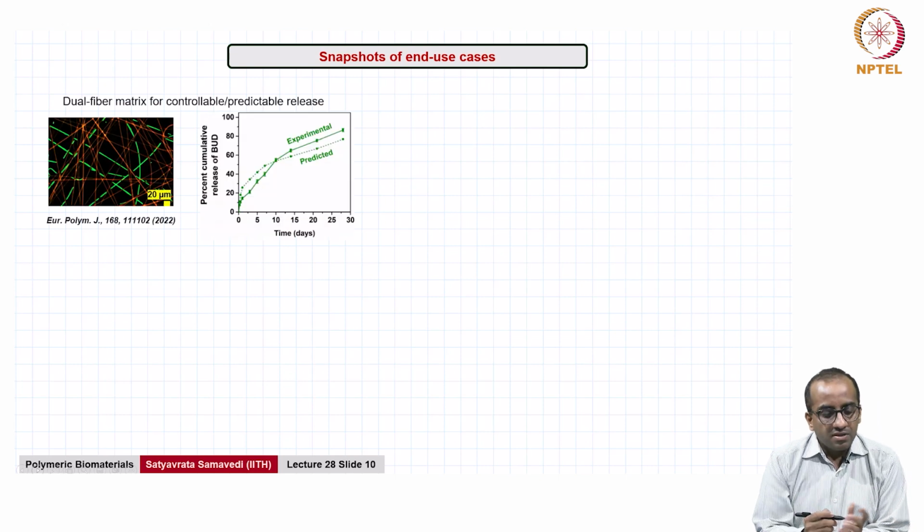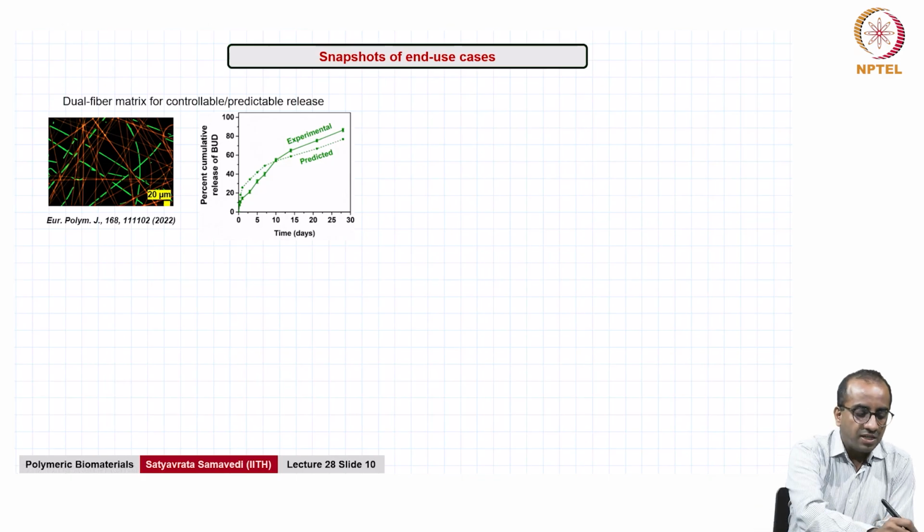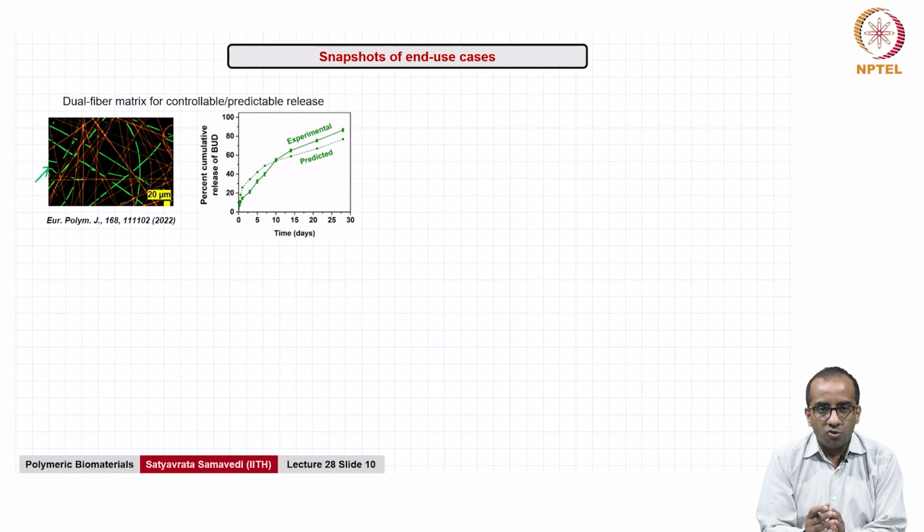One example of a technology that exists is this dual fiber matrix, where you now see here that the two fibers have been dyed with two different dyes, and you see that the two fibers have been co-integrated using a simultaneous electrospinning approach, where you have two spinnerets delivering two independent sets of polymers in the form of fibers onto a common collector, giving you something like this.